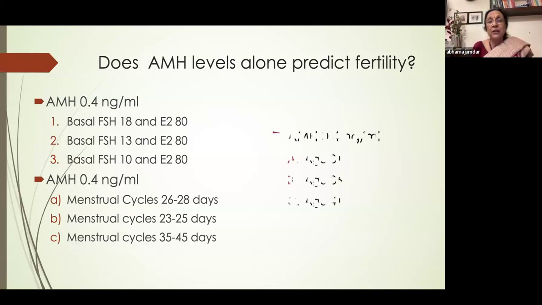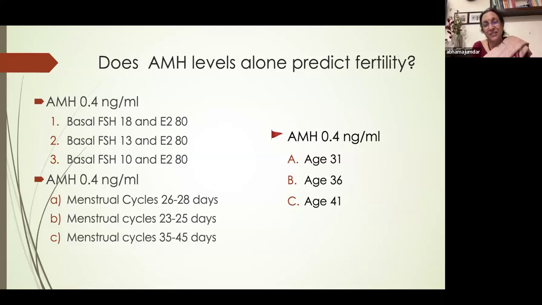Then I go to the third question. AMH again 0.4 nanogram per ml, and she's 31 years, she's 36 years, and she's 41 years. Who will have the best prognosis in terms of controlled ovarian stimulation, or whatever you want to say? A, B, C. The capital A, B, C. So you're going to put your answers in the chat box.